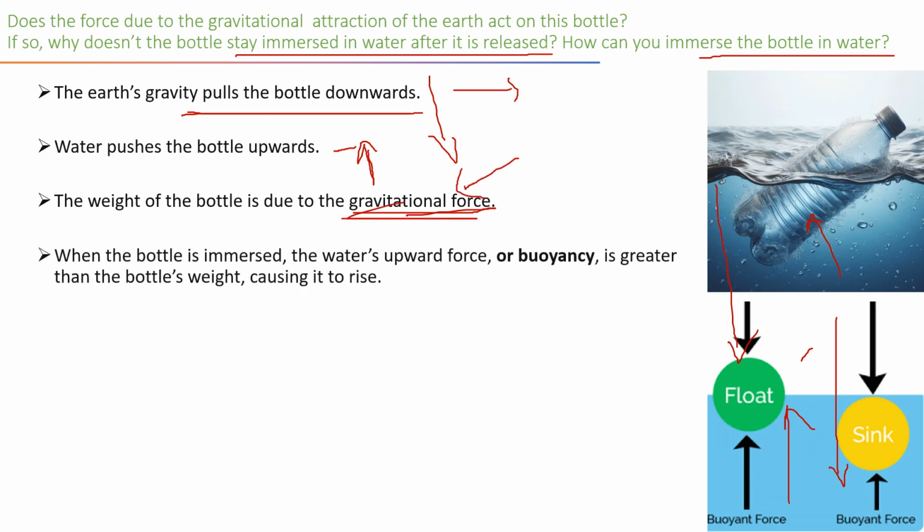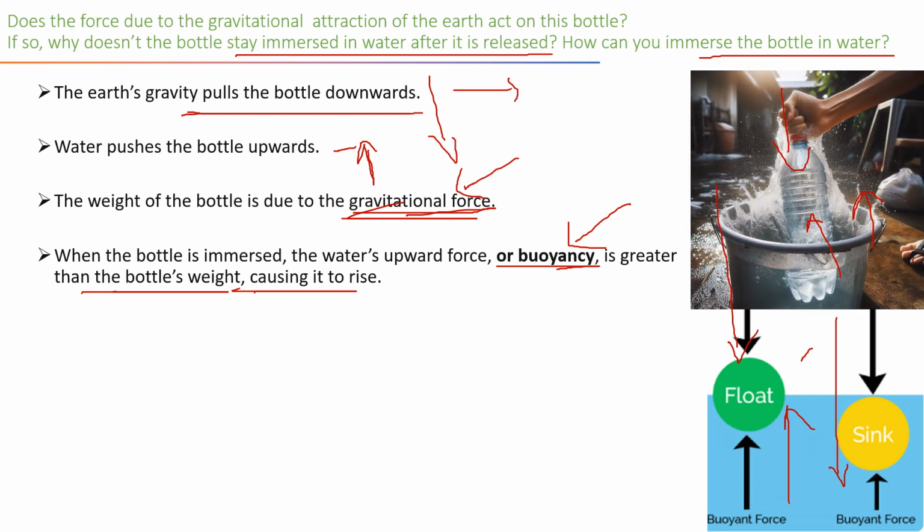When the bottle is immersed, the water's upward force or buoyancy is greater than the bottle's weight, causing it to rise. Remember, in this case, they fight each other. One is gravitational force, one is buoyancy or upward thrust, upward force, right? So they're fighting each other, whichever wins. Either floating or sinking depends on that. In this case, the upward force or buoyancy is winning. Its value is more than gravitational force. That is the reason the bottle is floating.